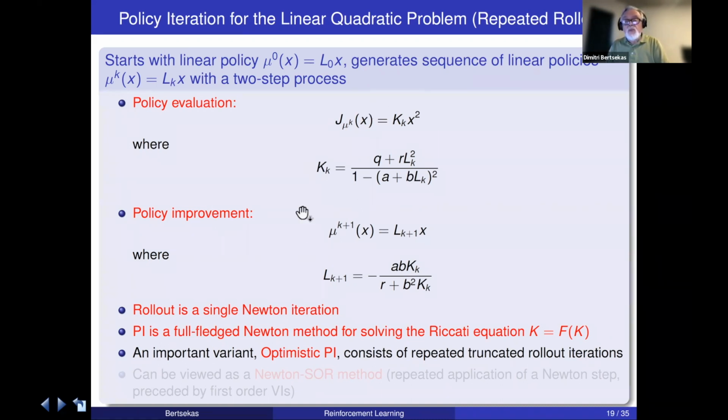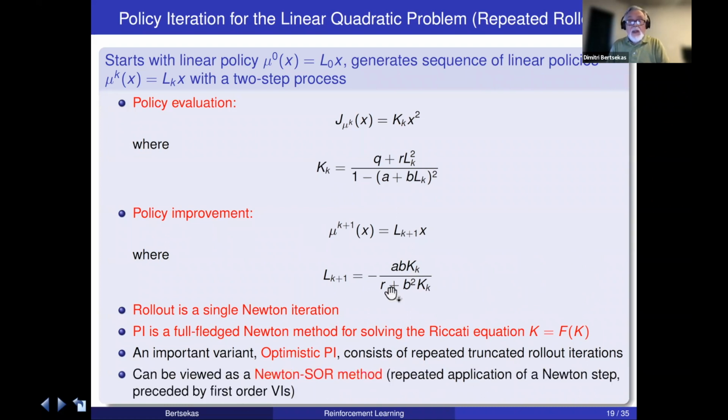Of course, all of this is offline training. And at the very end, you get a cost function of a final policy that you can use for approximation in value space. Each iteration of optimistic policy iteration can be viewed as a Newton step augmented by first order iterations, what's called in numerical analysis a Newton SOR step. And SOR usually stands for successive over relaxation.